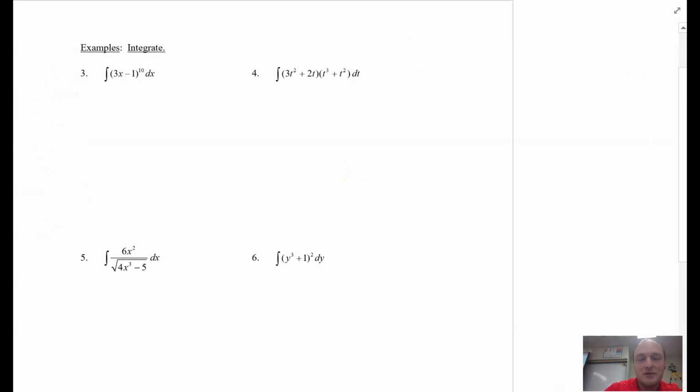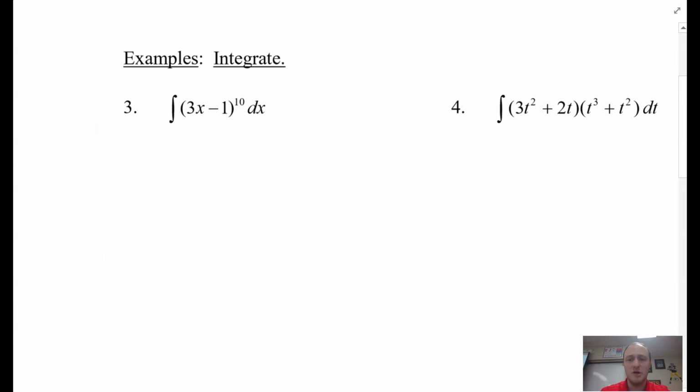Computer's not liking me. Come on, computer. Okay, I think I fixed it.